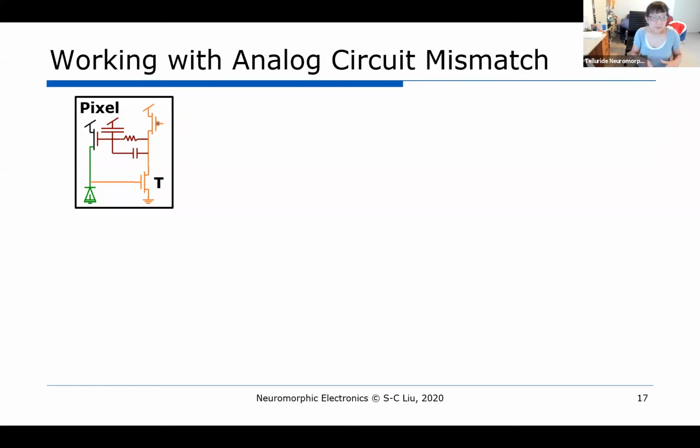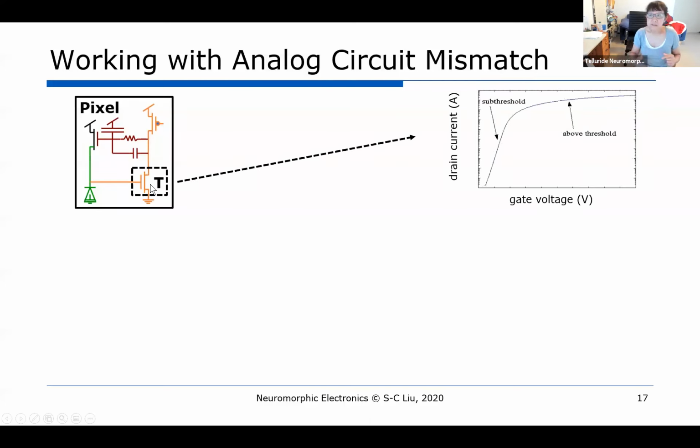Okay, so I want to briefly talk about mismatch, right? Because these are analog circuits and we have to work with analog circuit mismatch. So what is this mismatch? Here we have a photoreceptor circuit. If I look at just a single transistor and measure the IV curve, the current versus voltage curve of this one transistor, you've seen it before. You see this subthreshold region and then the above threshold region.